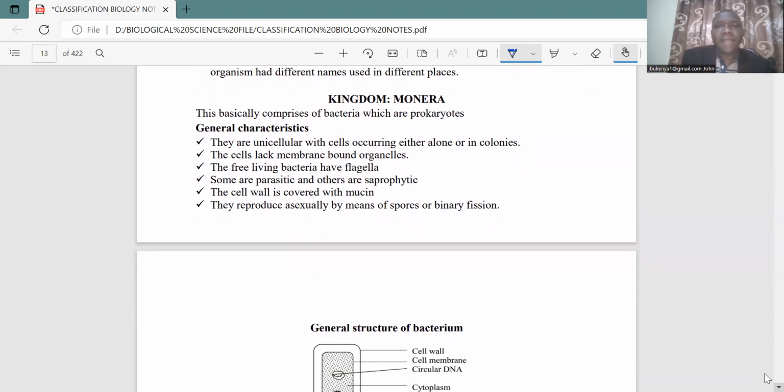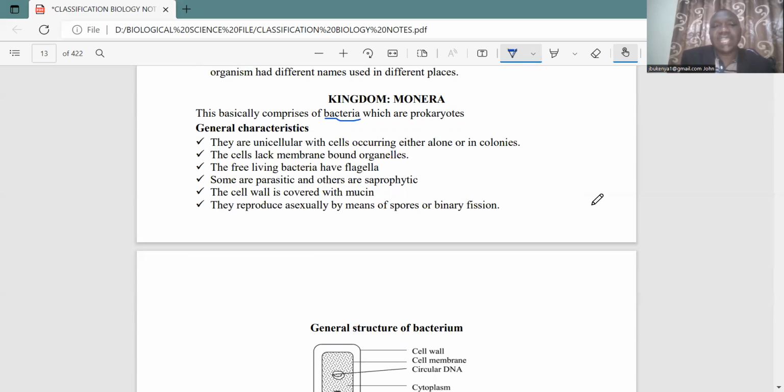Okay. I want to end the first part of this video by discussing one of the kingdoms, which I said, these are the earliest organisms to evolve on Earth. They are known as the bacteria, and they form kingdom Monera. These bacteria are made up of one cell. They are made up of one cell, and we call them prokaryotes.